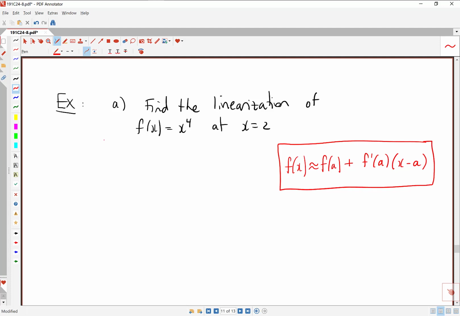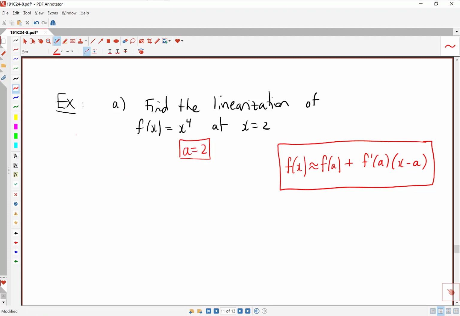And so the first thing we might be wondering in this problem is, what is our a value? So the a value is actually whatever number is sitting here, really written in the form x equal a. So whatever number you've got x equal to is actually the a value that you're going to use for the approximation. So we're going to say a equal to 2.